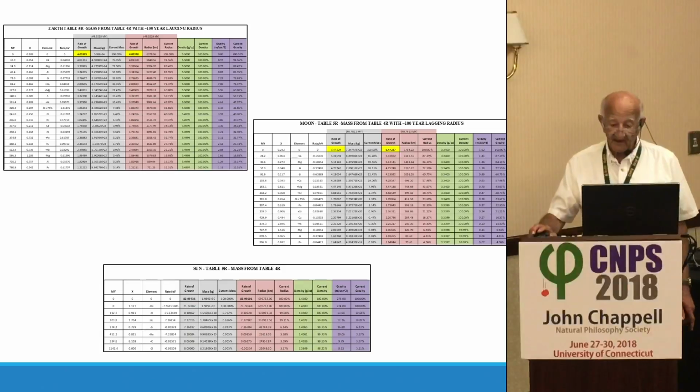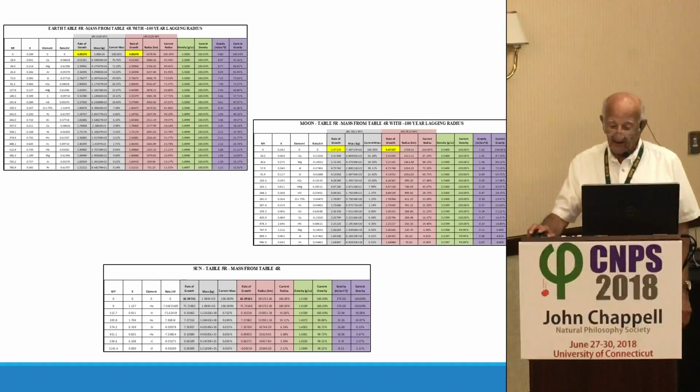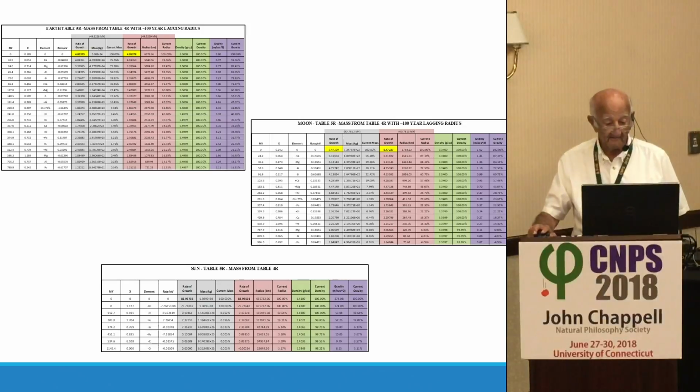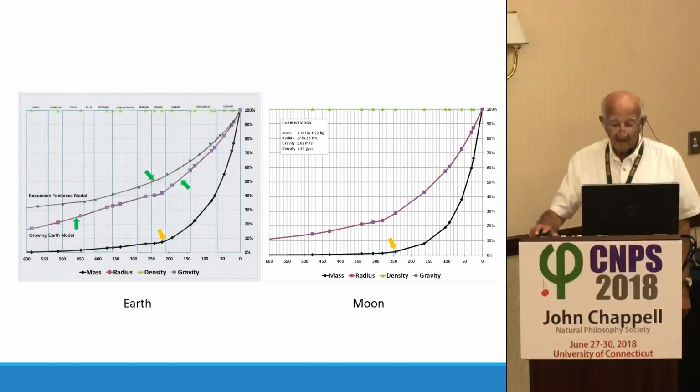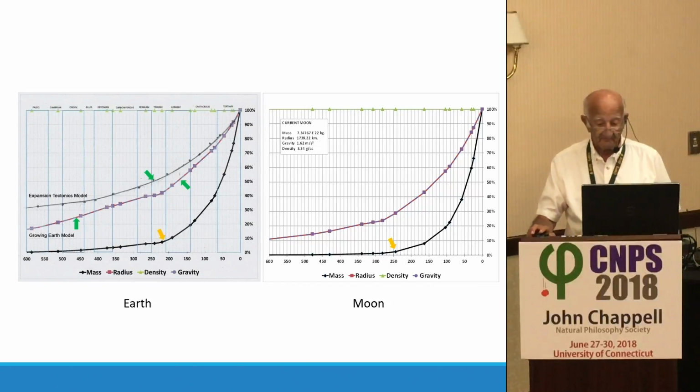The left half of Table 5 for each, the Earth, the Moon, and the Sun, is set as essentially Table 4R. The right half results when the increasing radius follows the increasing mass by 100 years. The volume increases always lag the mass increases. Graphs of Table 5 for Earth and the Moon.